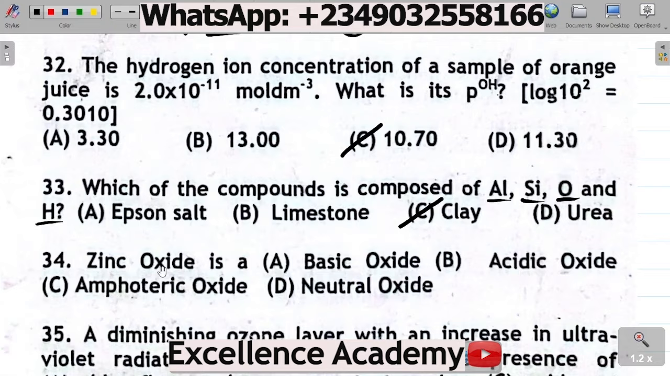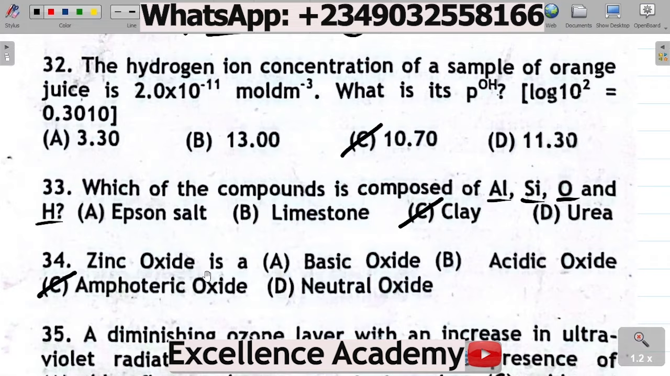So next up, question 34. 34 says zinc oxide is A. Basic oxide, B. Acidic oxide, C. Amphoteric oxide, D. Neutral oxide. Now for this question, the correct answer is C, amphoteric oxide. You want to note that zinc oxide is an amphoteric oxide, and by amphoteric oxide, we mean that zinc oxide reacts with both acids and bases.